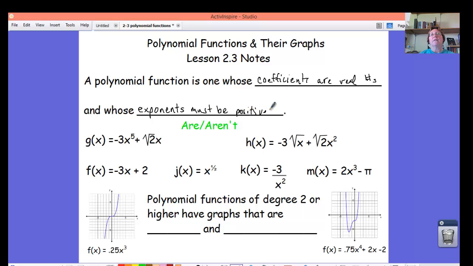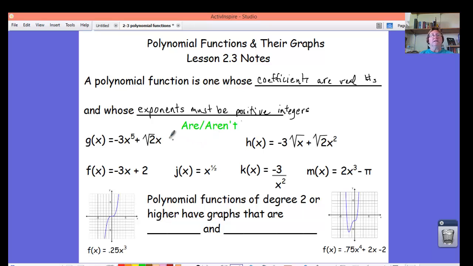Positive integers. So if you think about that, an integer is a number that has no fractional part, a whole number, if you will, positive or negative. But this says you have to be positive, so positive whole numbers. Coefficients have to be real numbers. It does include fractions, irrationals, like square root of 2 or whatever. That's okay for coefficients. Exponents have to be positive integers.